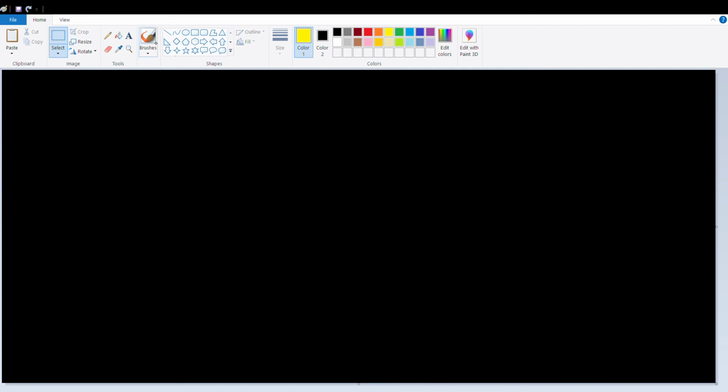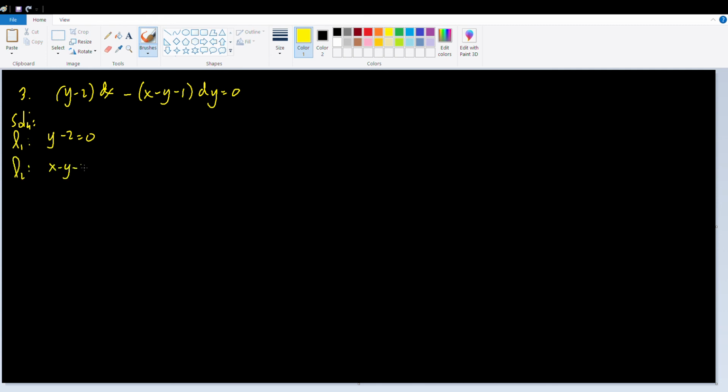Let's go to the third one. Okay, so x minus y minus 2 is 0. That is our L1. And our L2 is x minus y minus 1 equal to 0. From the first equation, we already have the value of y equal to 2. Okay, so when y is 2, that will be x minus 2 minus 1 equal to 0. So your x is equal to 3.